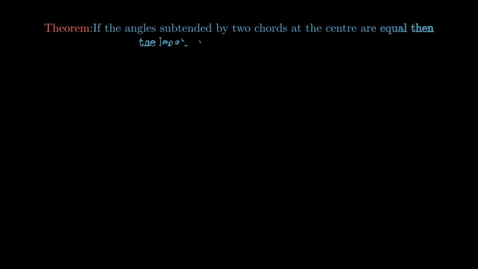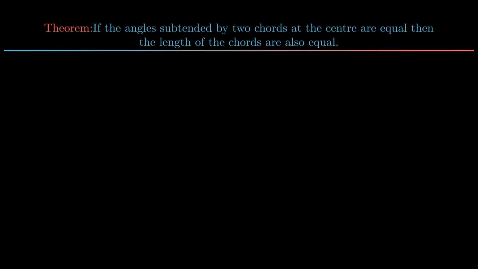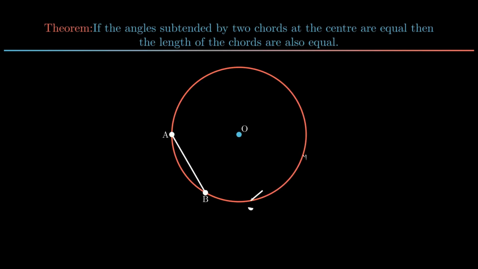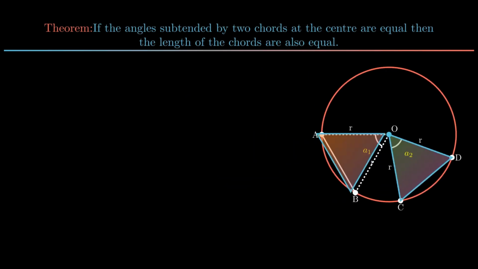The converse of the theorem is also true. That is, if the angles subtended by the two chords at the center are equal, then the lengths of the chords are also equal. For the proof, only the condition of congruency is changed.